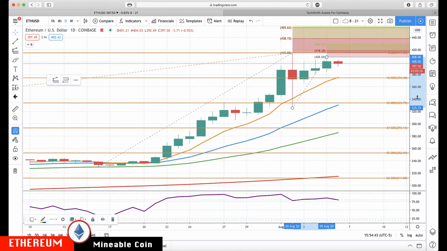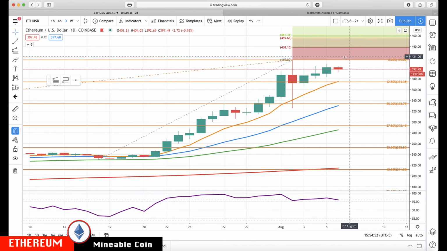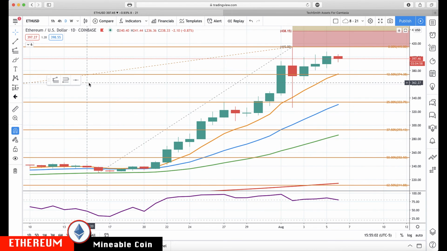The upside levels, I'm just going to watch this most recent swing high. I'm not even going to use these GAN levels now, because they're going into right above that 415. I'm watching 415, 438, the major cluster 455 to 461, and then above that 496. So that's what we have for you on Bitcoin and Ethereum.